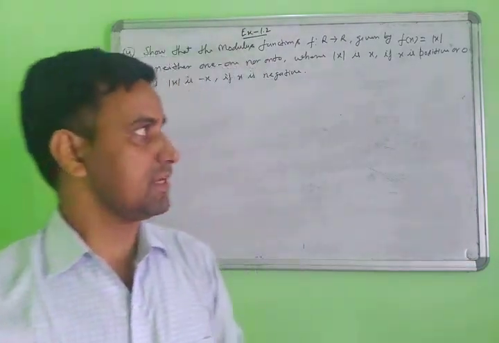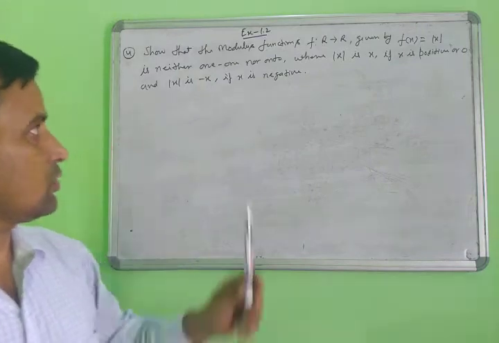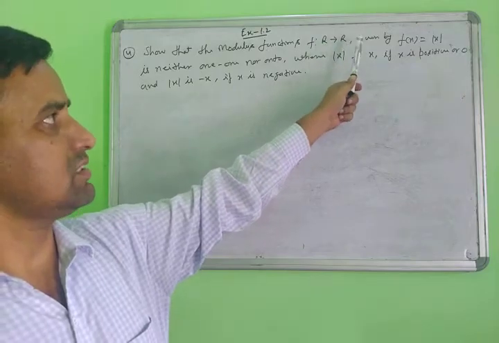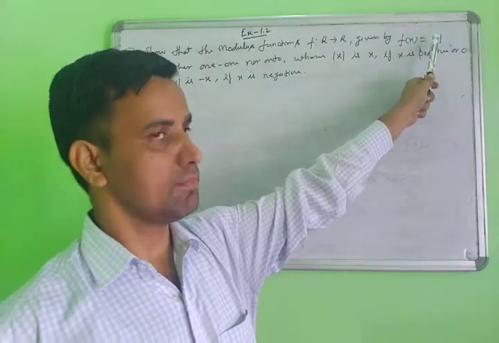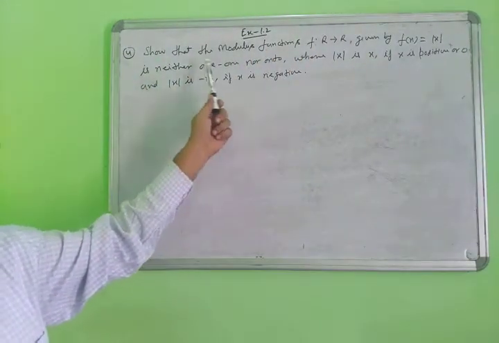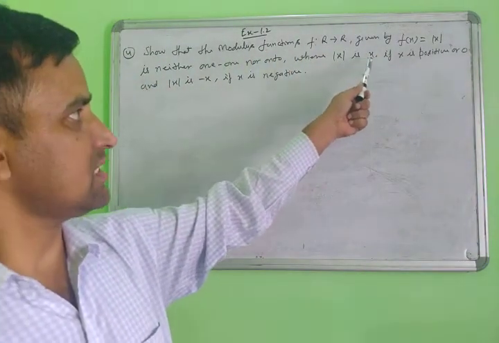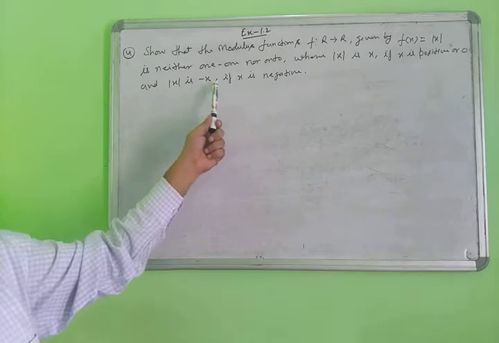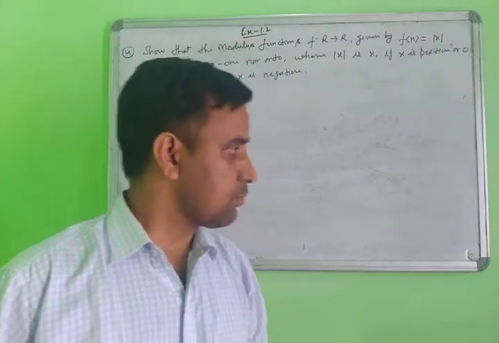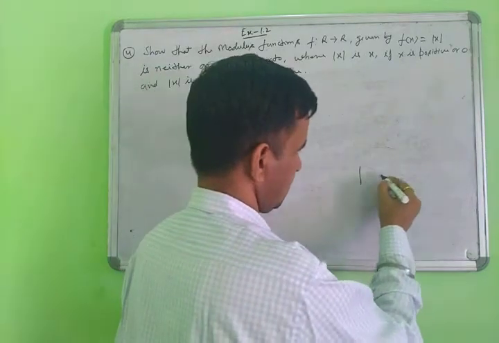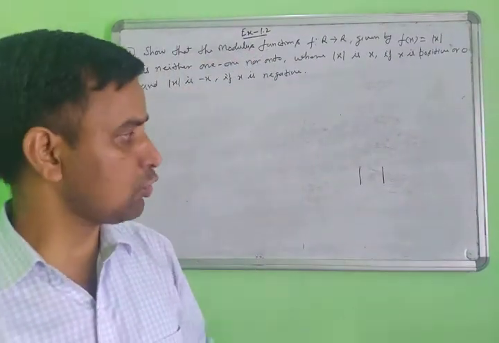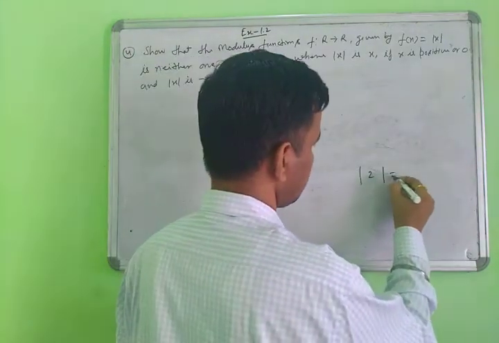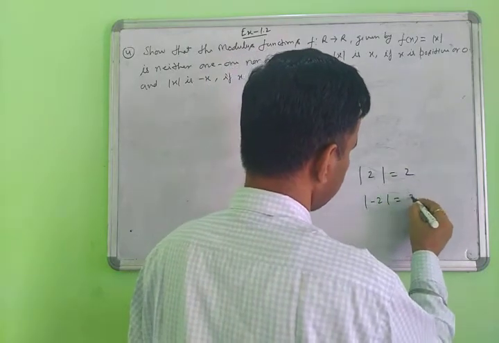Yes, class. Next part, I'm taking the questions here, four questions. Now look at question number 4: to show that the modulus function, with both domain and codomain the real numbers, given by f(x) equal to modulus x, is neither 1-1 nor onto, where modulus x is x when x is positive or 0 and modulus x is negative x when x is negative. This is the symbol of the modulus. When you remove this modulus symbol, the value always comes in the positive form. Suppose you write 2, the result will be 2. Suppose you write minus 2, the result is always 2.